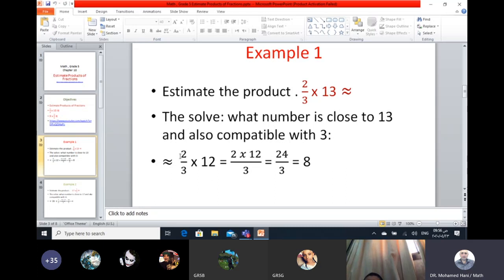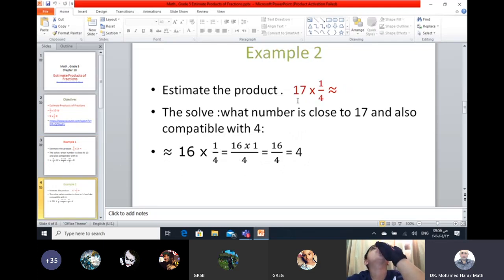So how to multiply a whole number by a fraction? Multiply the whole number by the numerator, 12 times 2 over 3. 12 times 2 will be 24. 24 divided by 3 will be 8.